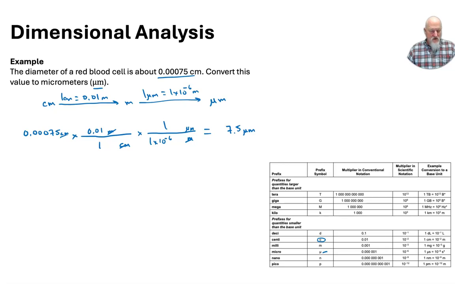Okay? 2 significant figures here. These are exact, so they don't affect it. 2 significant figures here. So whatever you had in your initial measurement, that's how many significant figures you should have in your answer.